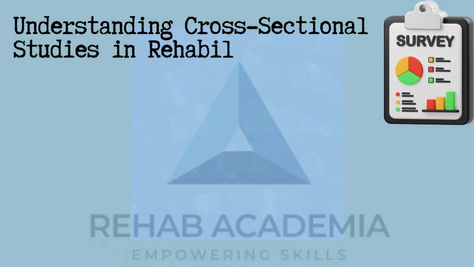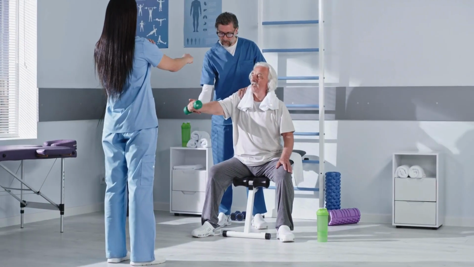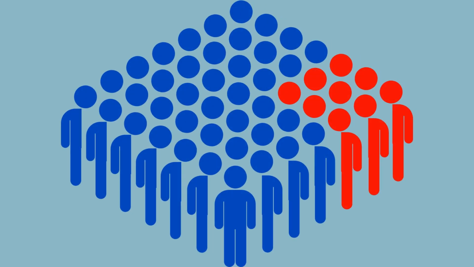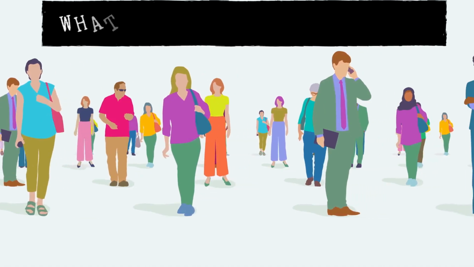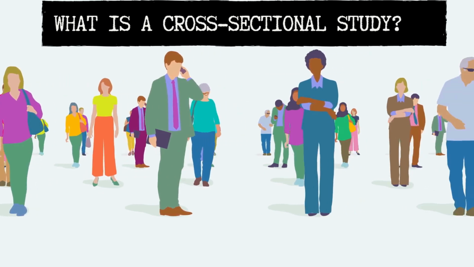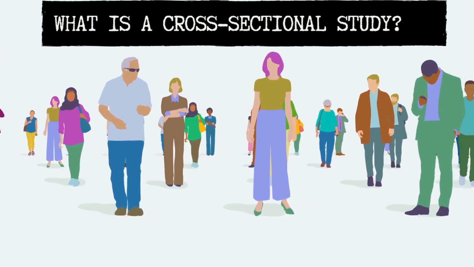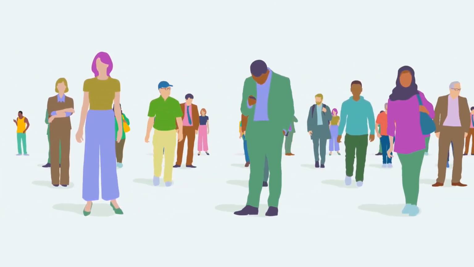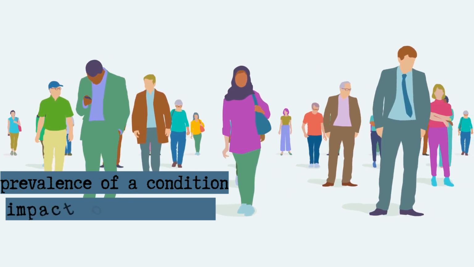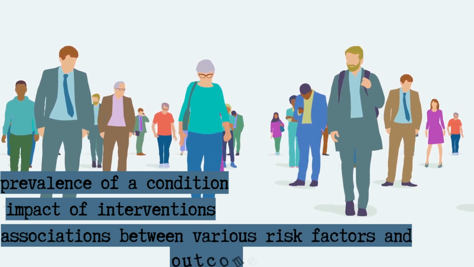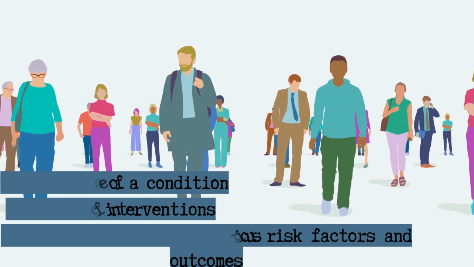In this video, we'll explore what cross-sectional studies are, their applications in rehabilitation, and how to perform sample size calculations for these studies. Let's get started. A cross-sectional study is a research design that analyzes data from a specific population at one point in time. It is widely used in rehabilitation research to assess the prevalence of a condition, the impact of interventions, or associations between various risk factors and outcomes within a target group.